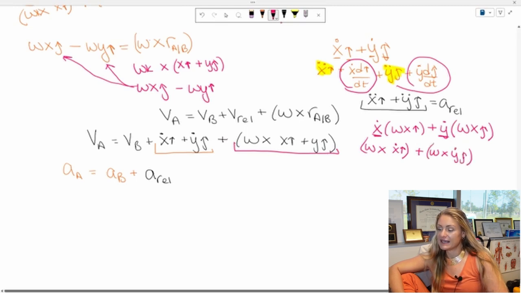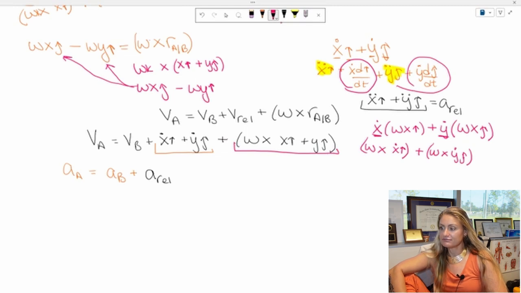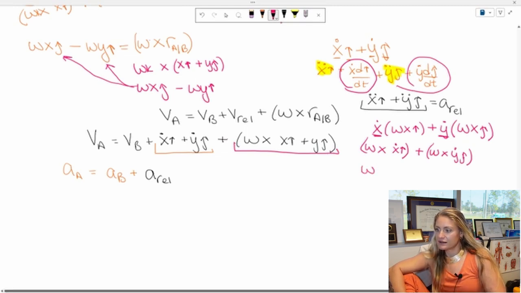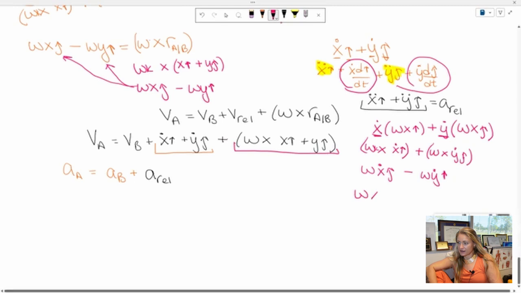Let's take a minute and actually do this. So I would have omega cross x dot, omega is in the k direction, so k cross I is j, and then over here I'm going to have omega cross y dot, that's omega y dot, k cross j is negative I. This is the same thing as if I said omega cross, what is x dot and y dot? Do you remember? It's v_rel.